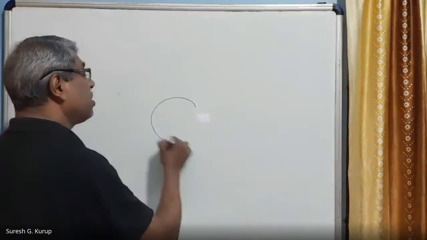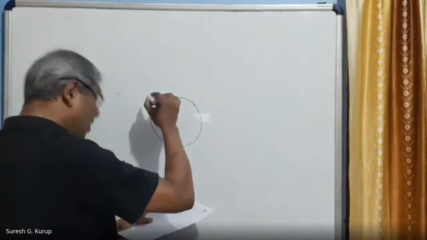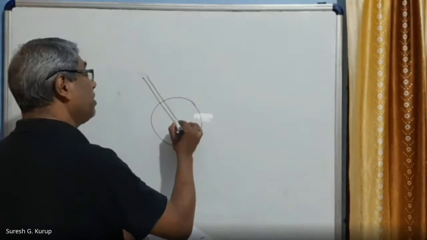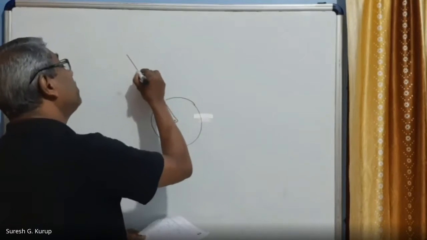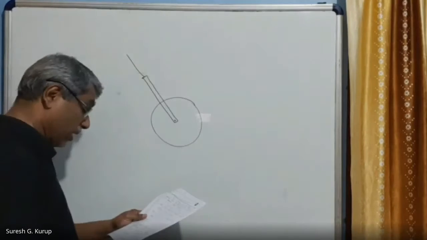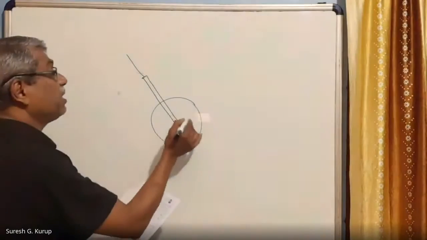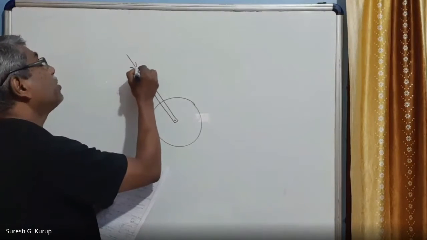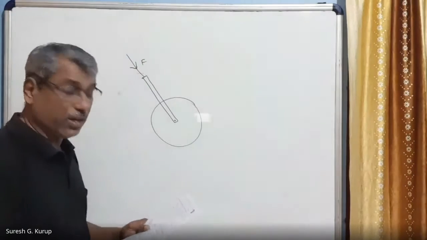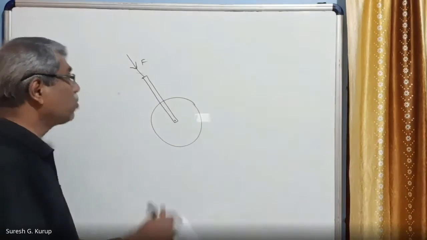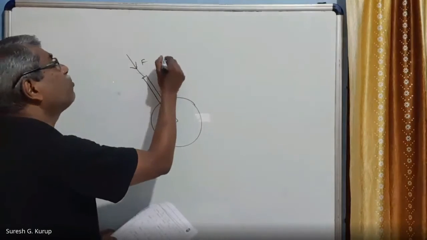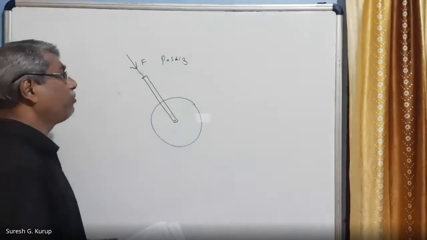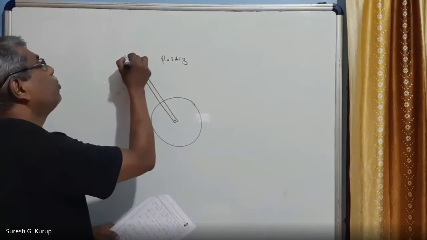Suppose this is a roller, and this is the roller frame. It is kept here, and the force is acting here. Suppose this roller has moved in this forward direction. Force F is acting in this direction. Then what is happening is we are pushing it. This is the case of pushing. When you push with a force downwards, this force can result in two components.